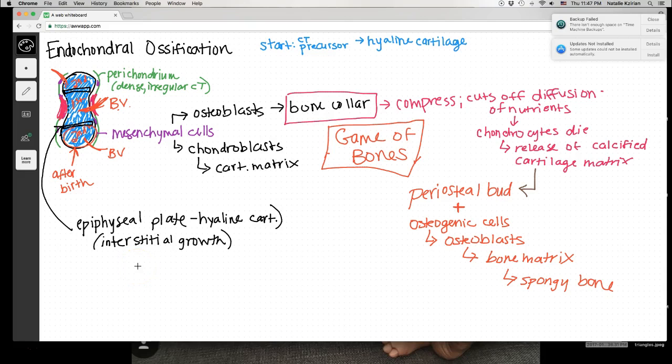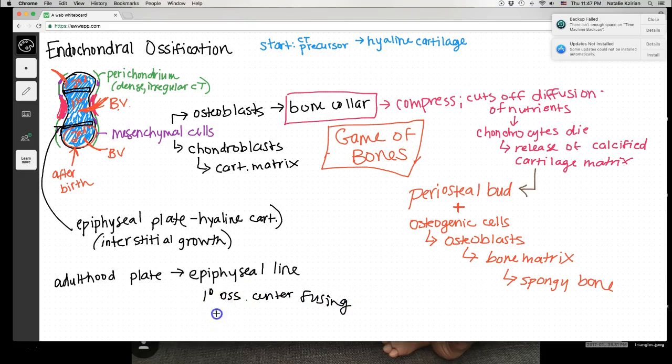All right. The last thing we need to mention is after we go through our bone growth phase, so we are now entering adulthood, this plate, epiphyseal plate, is now going to turn into an epiphyseal line. And at that point, what's happening is that primary ossification center is fusing with our secondary ossification centers. Okay, so it's going to turn it into bone. We are not going to have any more cartilage sitting within this plate within adulthood. The only hyaline cartilage that we will have within this long bone will be the articular cartilage that will sit on top.